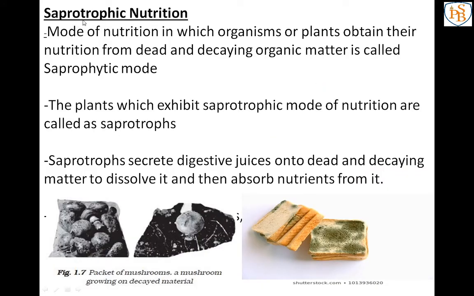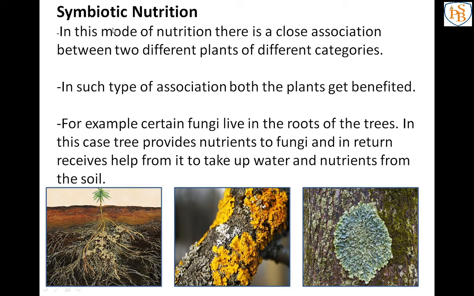Next we have learned about saprotrophic nutrition, where one plant depends on another, but that other thing is actually dead or decaying matter. Mushroom and fungi are examples of saprotrophic nutrition. And the last mode of nutrition that we have learned is symbiotic nutrition, where two organisms depend on each other and share some things with each other. From that picture we can learn that the fungi give something to the plant, and in return the plant gives something to the fungi.